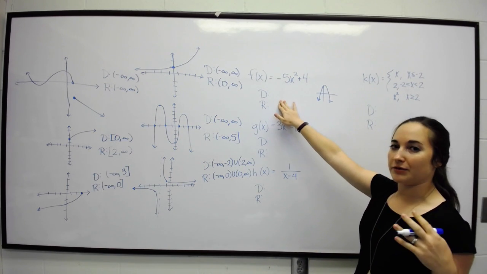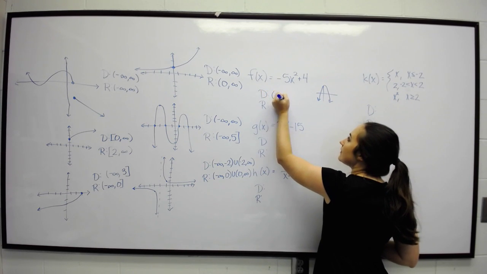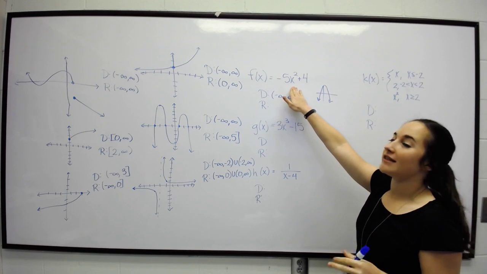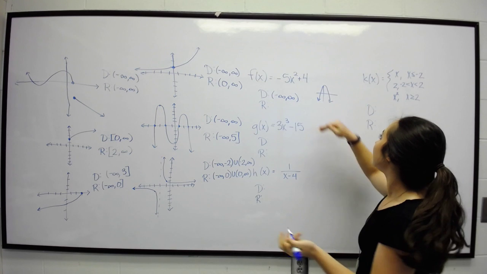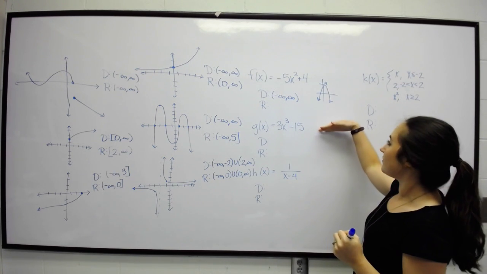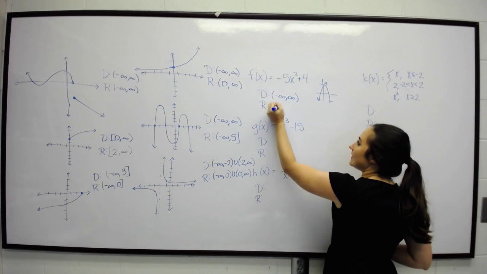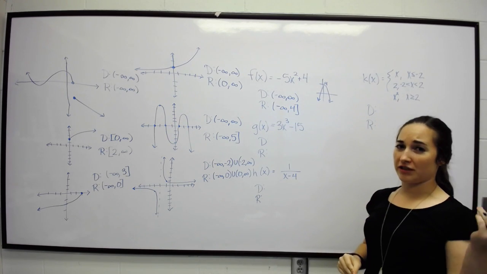What's our domain going to be? It's going to be from negative infinity to positive infinity, because we can plug any real number in and we'll get a real number out. Our range is a little bit different though. Remember, this is 4 here. We can go from negative infinity all the way up to 4. So I'm going to say negative infinity to 4. I'm going to use a bracket because 4 is included.